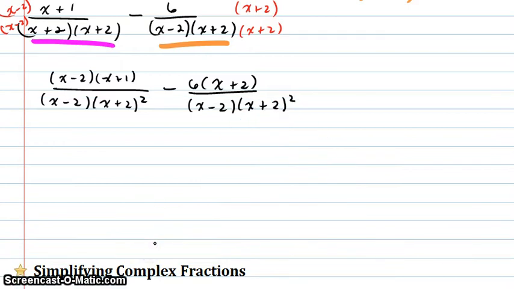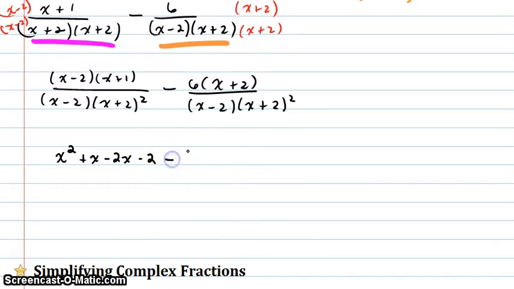Okay, now if we have x minus 2 times x plus 1, remember that we're multiplying two binomials, so we're going to have to FOIL them. So you can either write that off to the side or write it in the next step. So we have x times x, that's x squared. X times 1, that's x. X times negative 2, that's minus 2x. And then negative 2 times 1, that's minus 2.